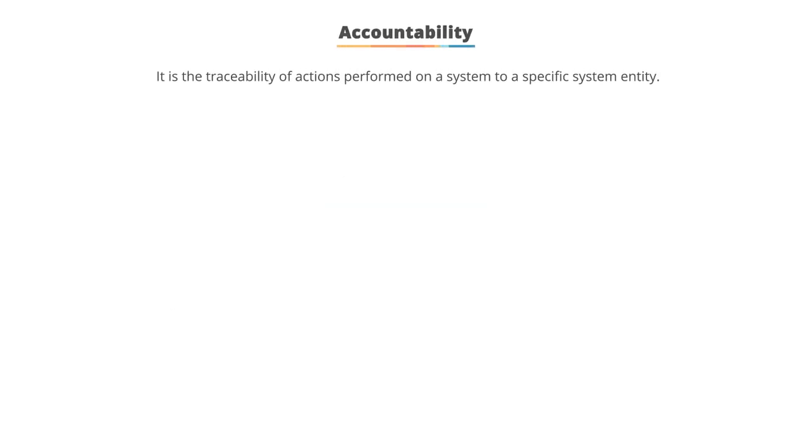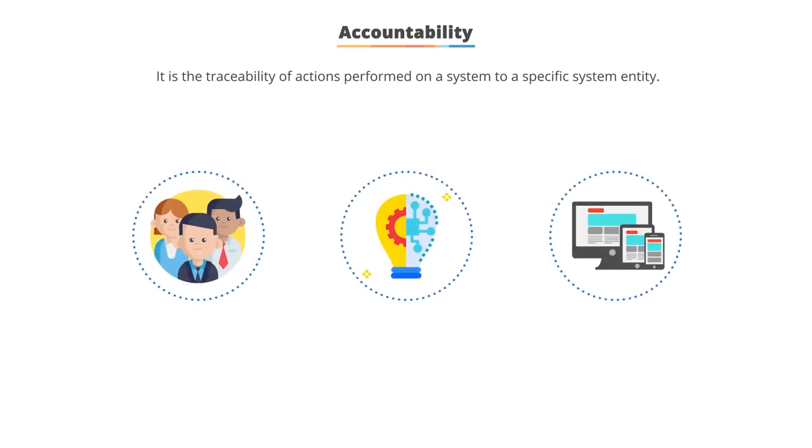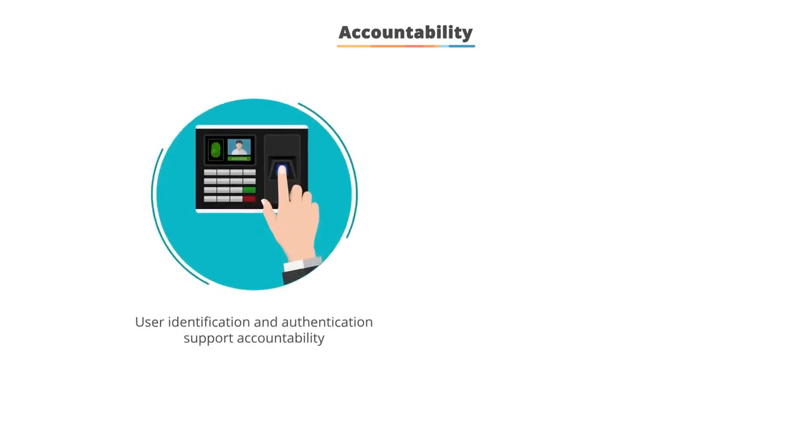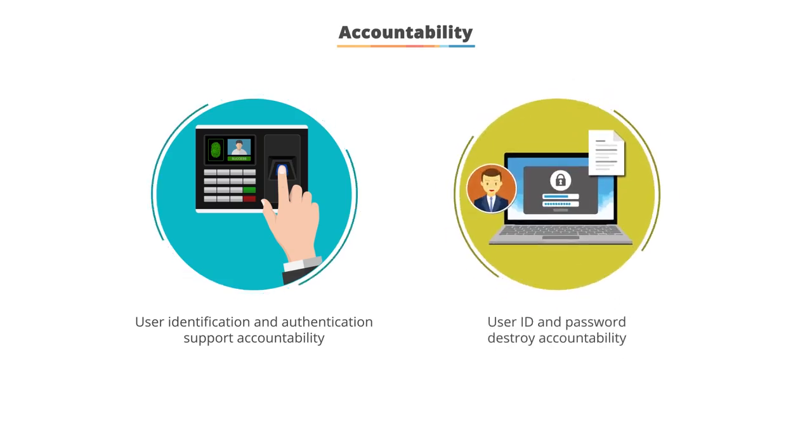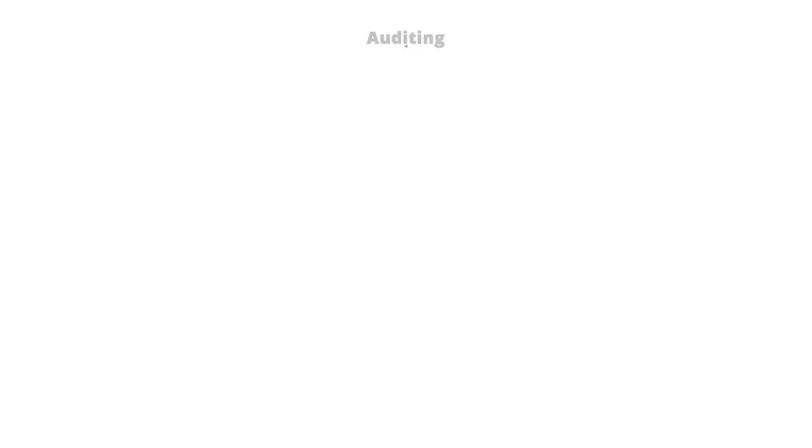Accountability is the traceability of actions performed on a system to a specific system entity, for example, users, processes, devices. For example, the use of a unique user identification and authentication supports accountability. The use of a shared user ID and password destroys accountability.